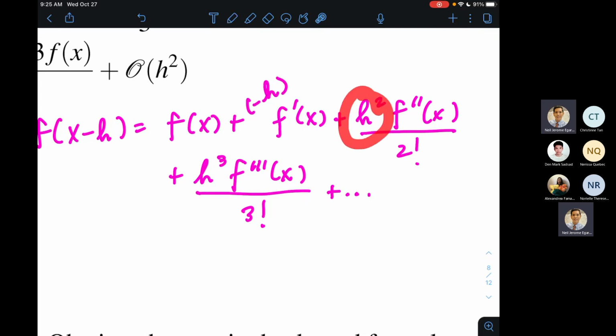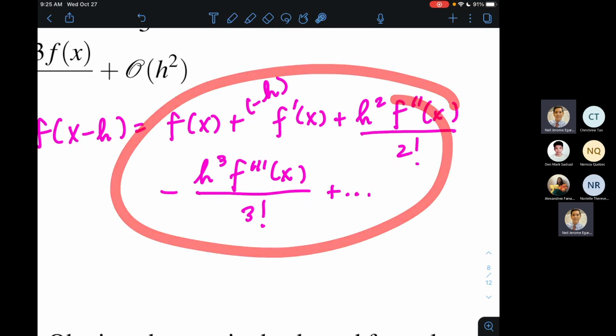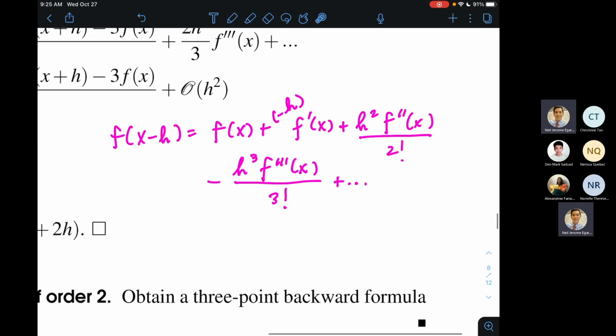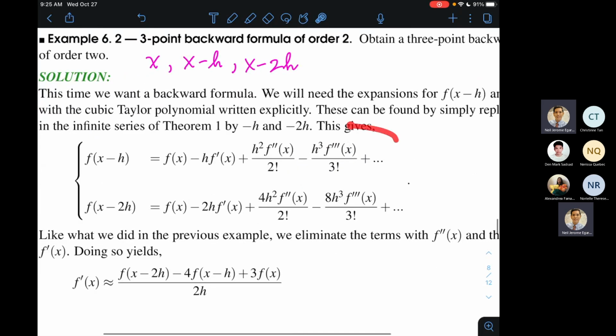The h in h squared will be replaced by negative h, but we will have negative h quantity squared, which will again give us h squared. So this is fine, that is retained. For the h cubed, the h will be replaced by negative h, so we will have negative h quantity cubed, which is negative h cubed. So this will just have a negative sign. Okay, so that's how we get the expansion for f of x minus h. And then also for f of x minus 2h, all we need to do is replace all h's by 2h. Right? So that's the idea of how we got these expansions.